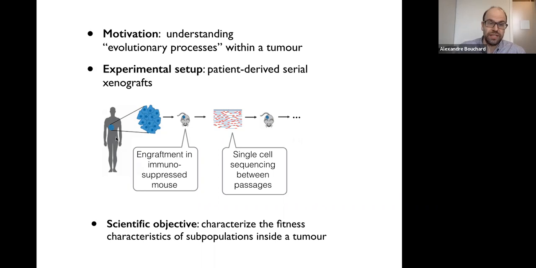And so here we start with a patient tumor that is engrafted in an immunosuppressed mouse. Then it is let to grow for several weeks. And then the mouse is sacrificed and the tumor is sequenced. And then part of the tissue coming out from this first mouse is engrafted in the second mouse. And this creates a time series where the observations are the statistics from these sequencing between passages.